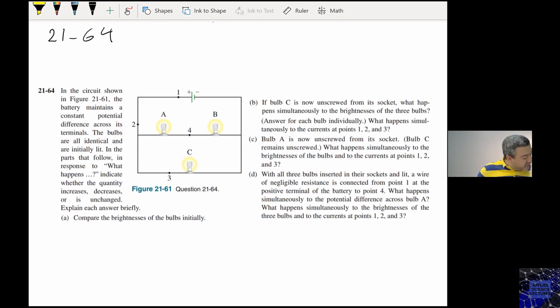In the circuit shown in figure 2161, the battery maintains a constant potential difference across its terminals. The bulbs are all identical and are initially lit. In the parts that follow, in response to what happens, indicate whether the quantity increases, decreases, or is unchanged. Explain each answer briefly. So let's first draw the circuit.